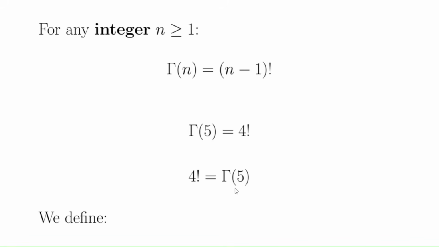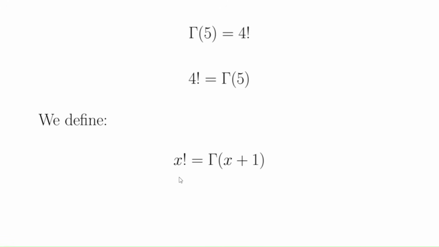Well, the nice thing about this is this now allows us to define x factorial. In fact, we can define x factorial to be gamma of x plus 1. And this allows us to define factorial beyond just the integers. So x could be, for example, a decimal.